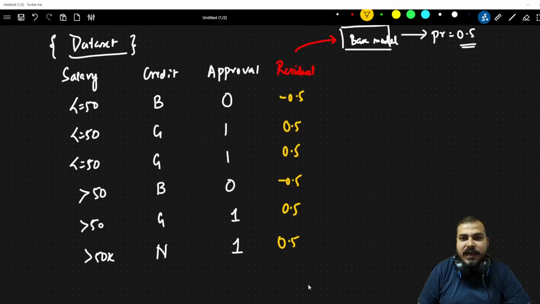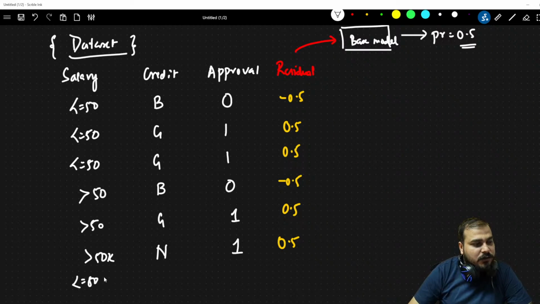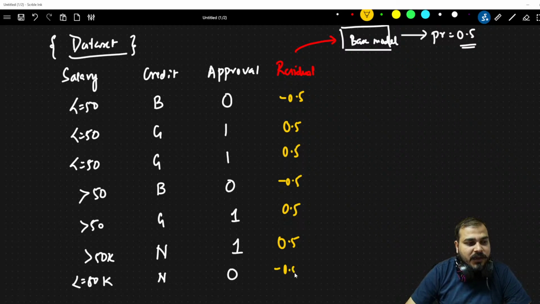Let's consider that I have one more record, and this specific record can be anything, because I want to keep some more records over here. So let's consider one more record which is less than or equal to 50k, and if the credit score is normal, you are going to get 0. So here also, if I find the residual, it will be minus 0.5.